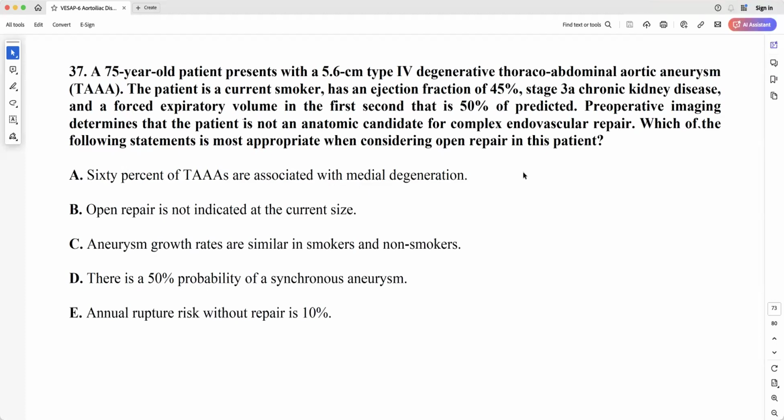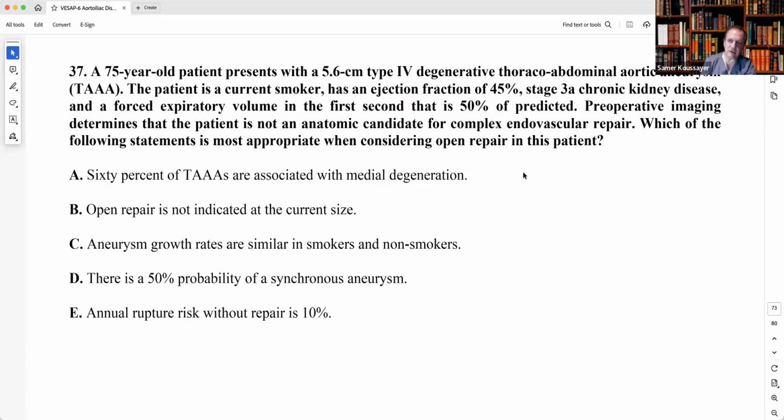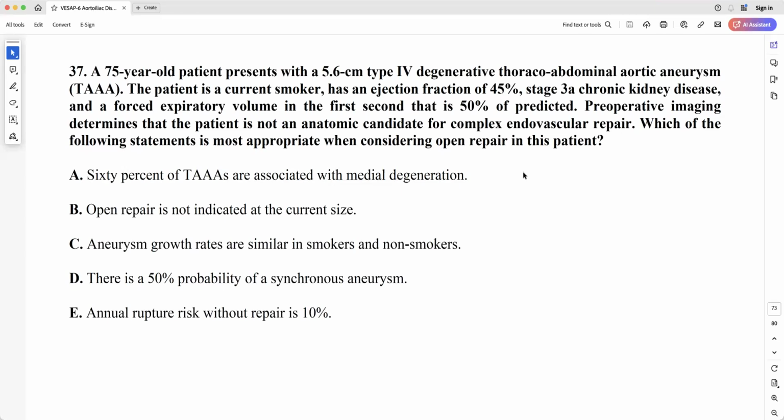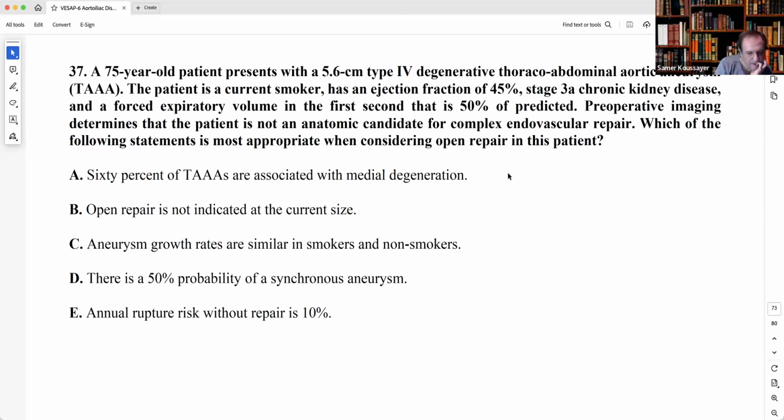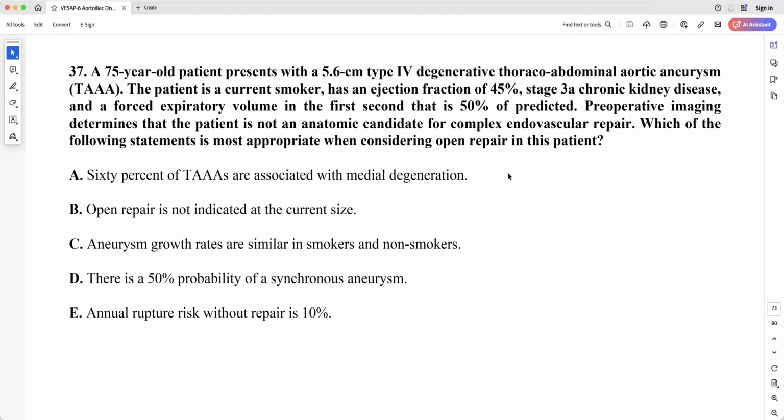Okay. Any question about this question, guys? Anybody has any question? Yes, Dr. Samer, regarding retroperitoneal approach for a high risk patient with lung disease, is it recommended to go retroperitoneal for such a case?